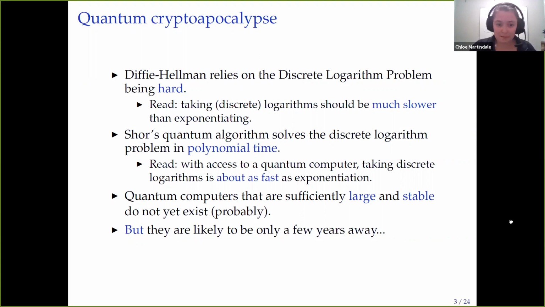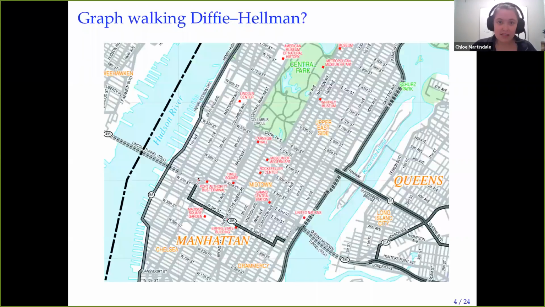Okay, so what can we do about it? Well, let's think about how we can think about Diffie-Hellman. So Diffie-Hellman, the idea is that Alice and Bob each do a thing, and whether Alice does it first and then Bob, or Bob does it first and then Alice, they should both arrive at the same point. So you can think about this as walking on a graph. So here's a very regular looking graph, otherwise known as Manhattan.